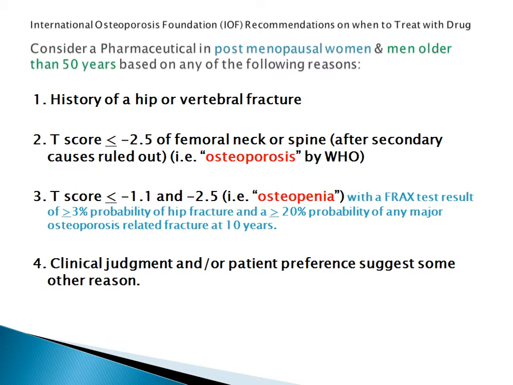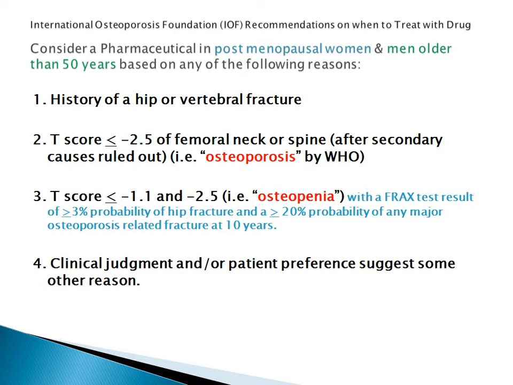Now, there are several different opinions about when a drug should be used in the treatment of osteoporosis, and the International Osteoporosis Foundation has developed recommendations. They suggest that a pharmaceutical might be considered in postmenopausal women and men older than 50 years of age based on any of the following conditions. Number one, a history of a hip or vertebral fracture. If the person has had a fracture, then a pharmaceutical might be considered.